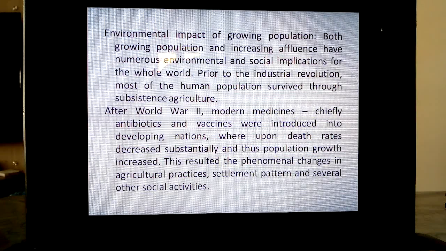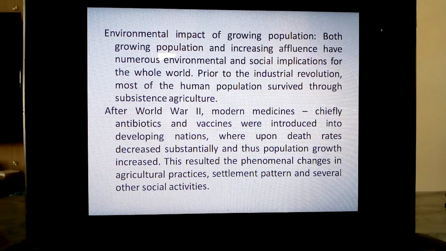See, even now what they are trying for this pandemic is to find out antibiotic, isn't it? That is one of the reasons after the Second World War, after the discovery of antibiotics, the death rate has substantially come down. Then the population growth also increased.